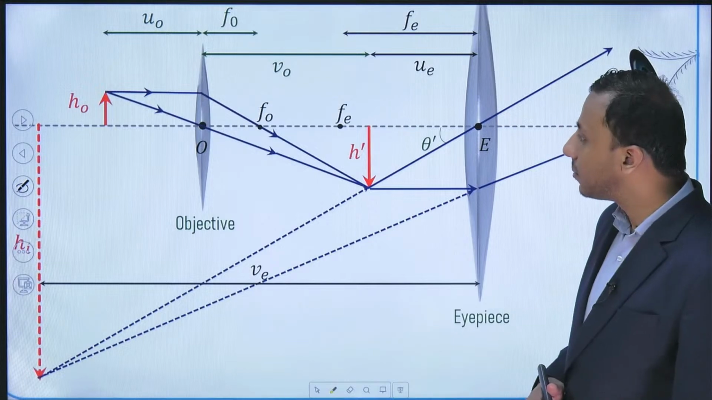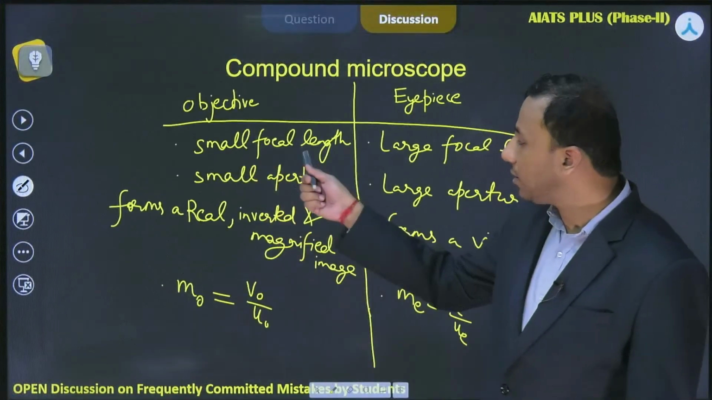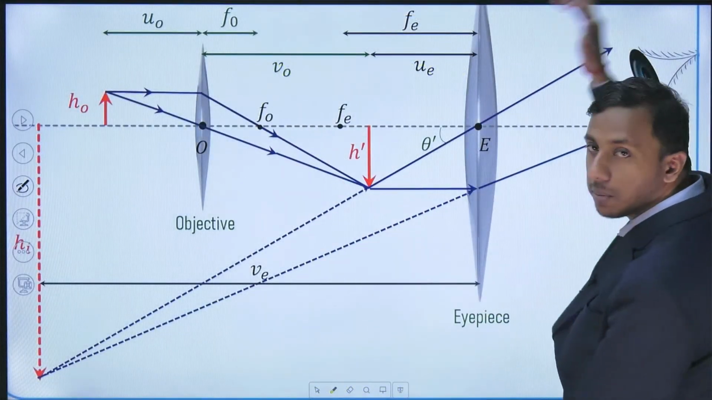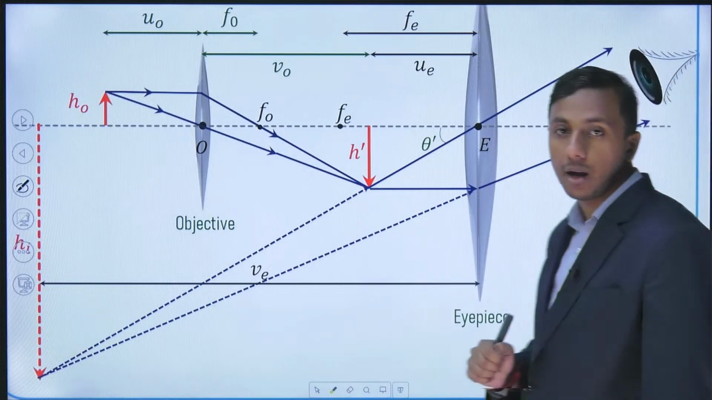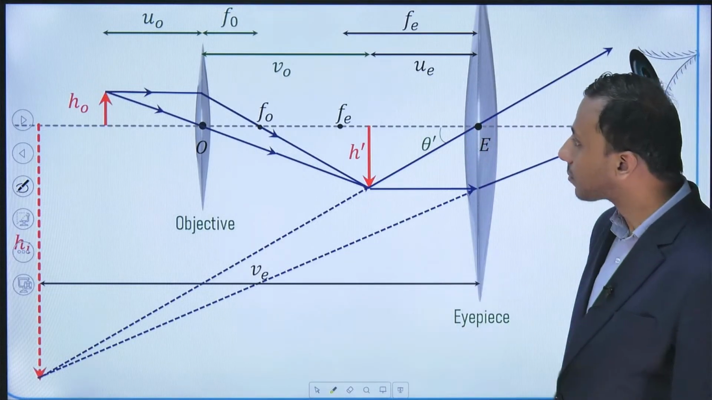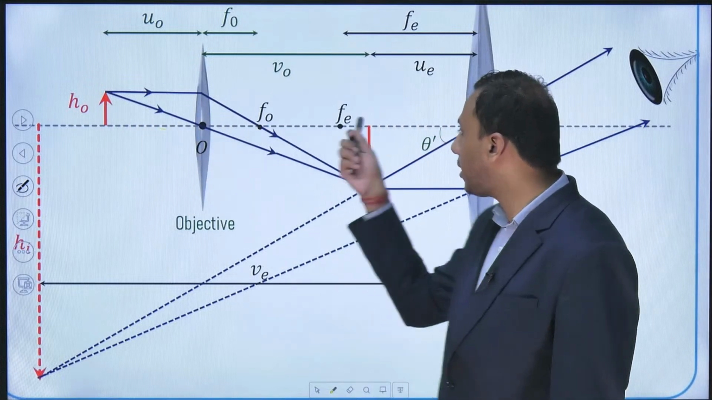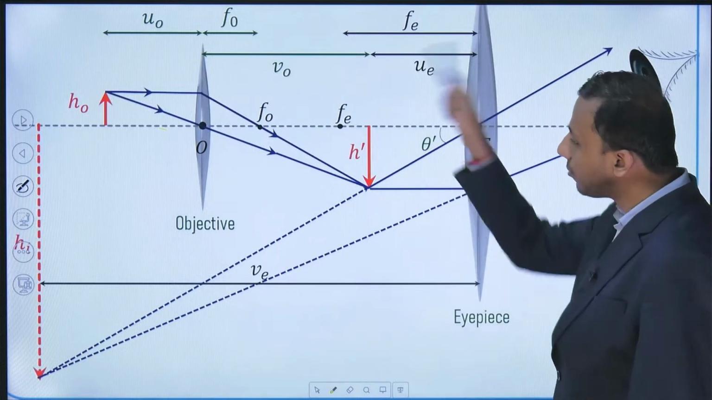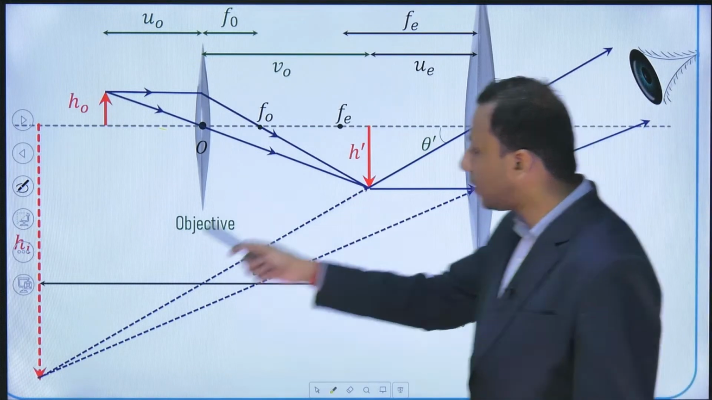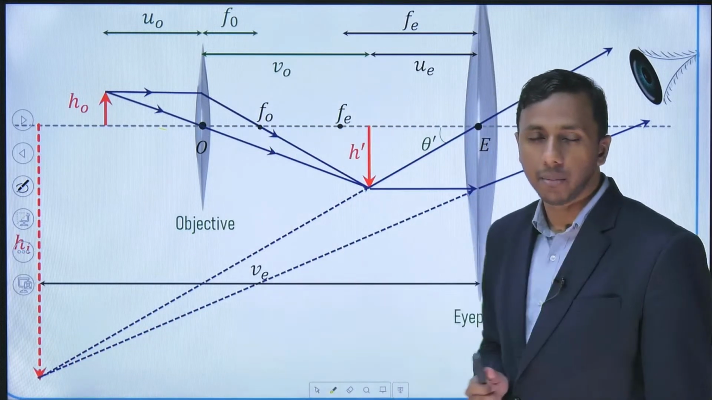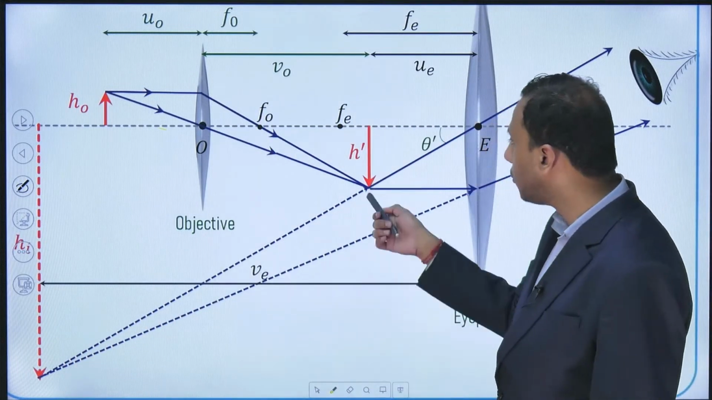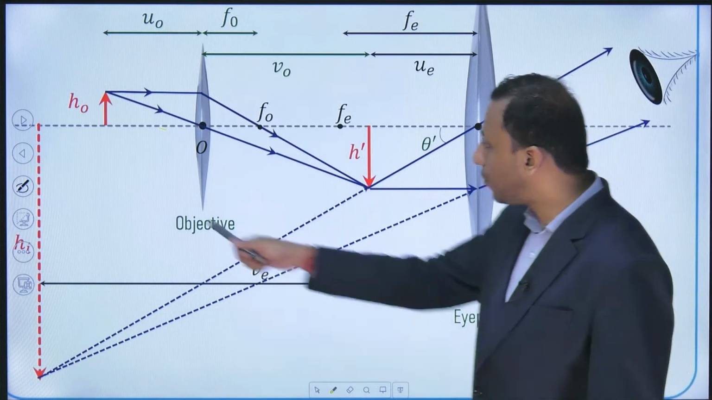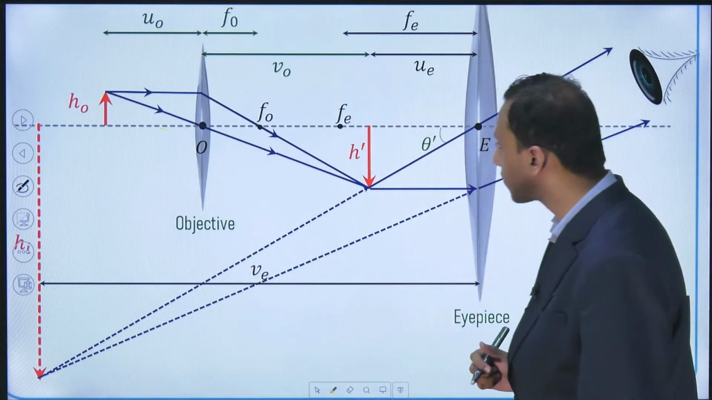See here, as I said, the objective has a small focal length and small aperture. It's a small lens, whereas this eyepiece is much bigger, right? It is literally going outside the screen, that much bigger it is. And see, a real inverted image is formed, magnified, and what is the eyepiece doing? It is forming an even further magnified image, right? So this one we would say is virtual, erect and magnified, isn't it? It is erect with respect to the object for the eyepiece, isn't it? So virtual, erect and magnified, right?